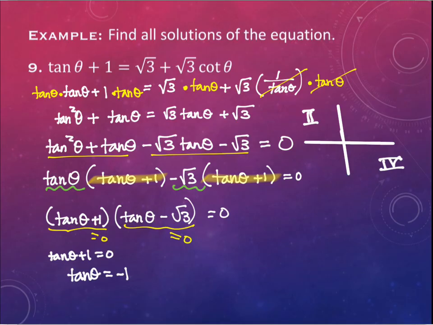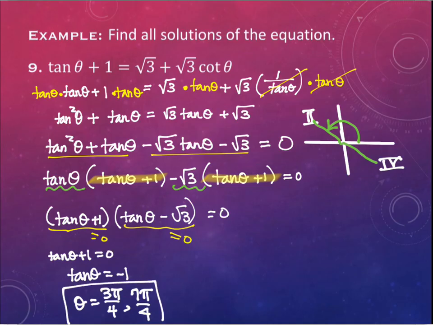Because remember, in order for tangent to be equal to 1, it means sine and cosine are the same, or x and y are the same. It always happens at the pi over 4 angles. So they're at these angles right here, the pi over 4 angles. What is the pi over 4 angle in quadrant 2? 3 pi over 4. It is 3 pi over 4. And what is the pi over 4 angle in quadrant 4? It is 7 pi over 4. This is 2 of my answers.